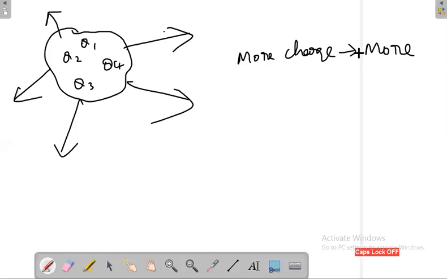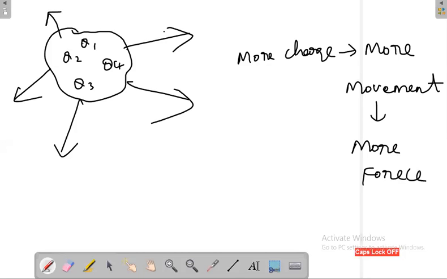The more the charges, the more movement. More movement means what? More force. More force means what? More energy. Are you all getting this point?